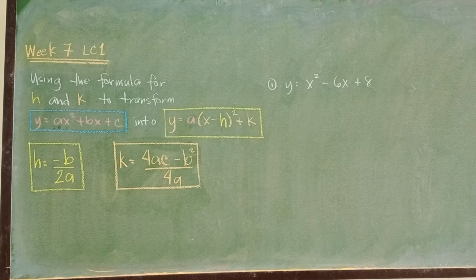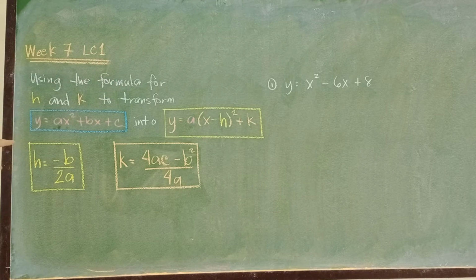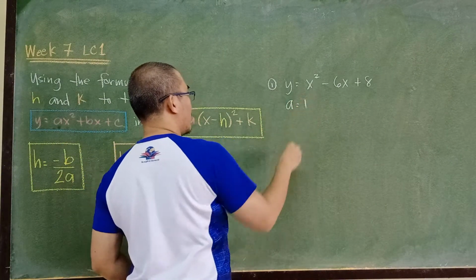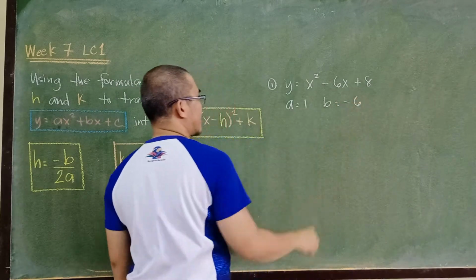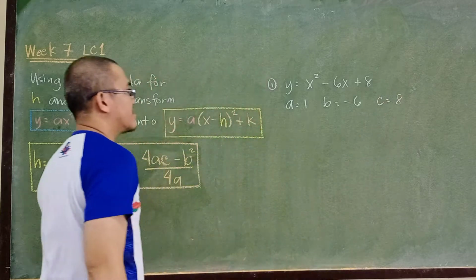So for number 1, let's have y is equal to x squared minus 6x plus 8. So yung first step na gagawin natin dyan is to identify yung values ng a, b, and c. Kasi yun ang ilalagay natin dito sa formula ng h at saka formula ng k. So for number 1, yung value ng a natin will be 1. Yung b will be negative 6. And then yung c is positive 8.